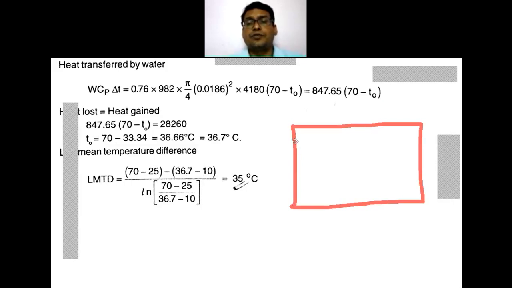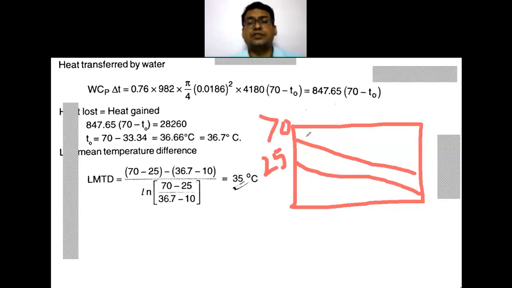That is from 70 degrees Celsius to 36.7 degrees Celsius, and water that will flow from 10 degrees Celsius to 25 degrees Celsius. This is the 25 degrees Celsius water, and this is the 70 degrees Celsius, that is the hot fluid temperature. So LMTD can be calculated.